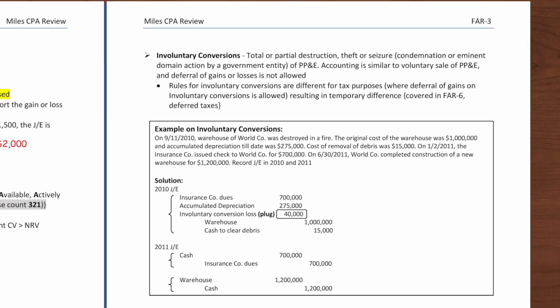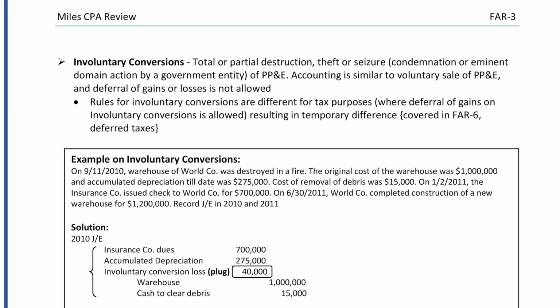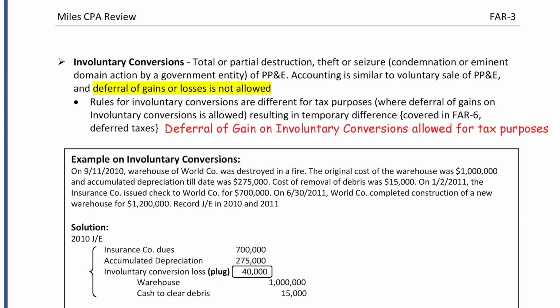We're looking at involuntary conversions. That's a destruction of property or seizure by government entities as a result of condemnation or eminent domain actions. The accounting is similar to voluntary sales, and deferral of gains or losses is not allowed. And right there, deferral of gain on involuntary conversions is allowed for tax purposes. This is something we're going to learn about in regulation, that deferral of gains is allowed on involuntary conversions.